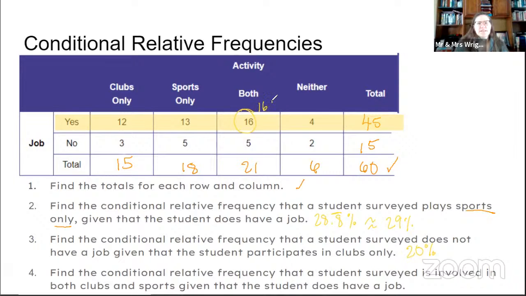So we're going to take 16 and we're going to divide by our total, which is 45. So 16 divided by 45 is going to be 35.5%. So that's approximately 36%. I rounded up. All right, so how you would answer this is you would say 36% of students that have jobs are involved in both clubs and sports.